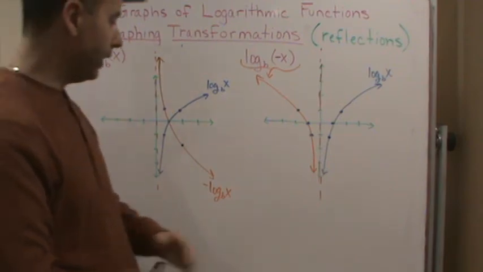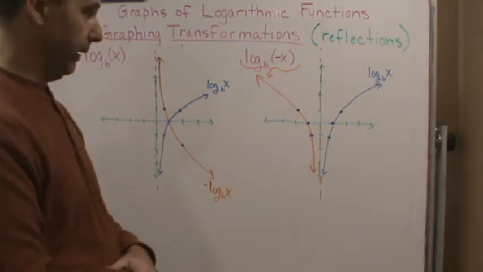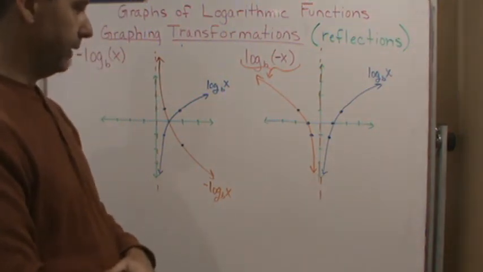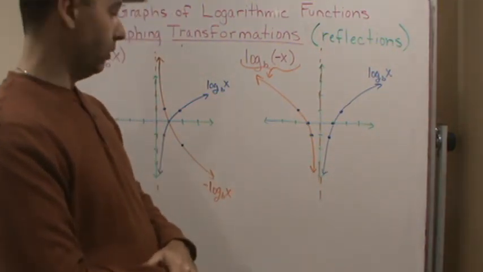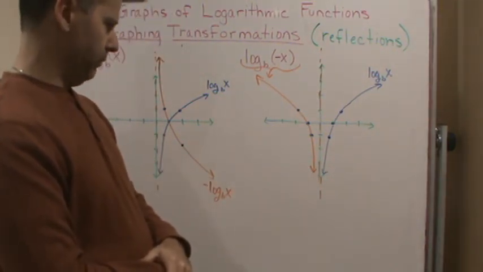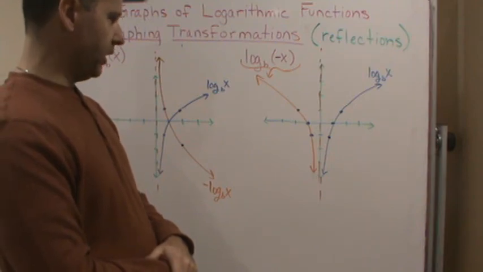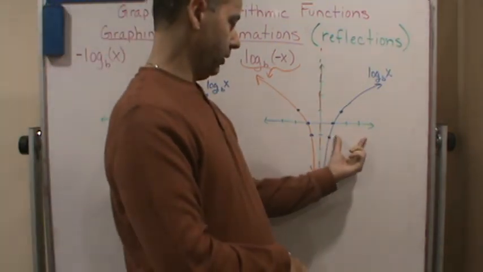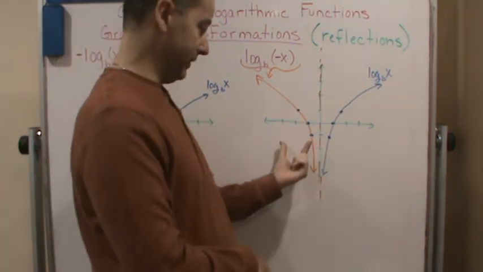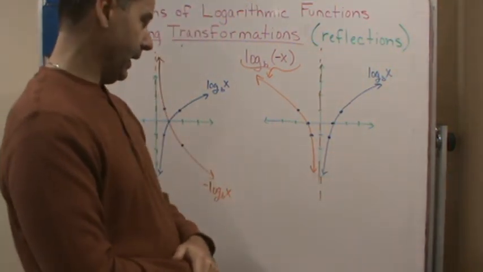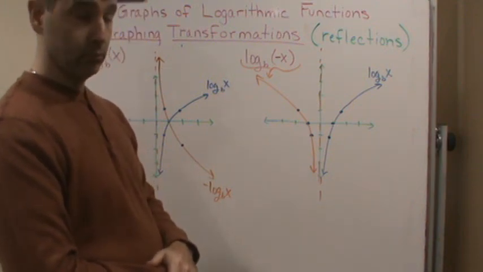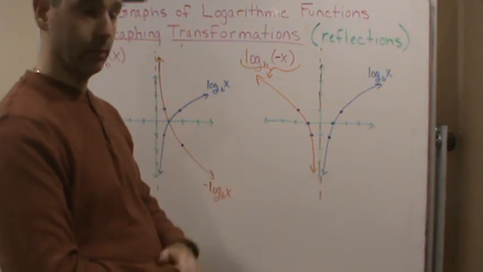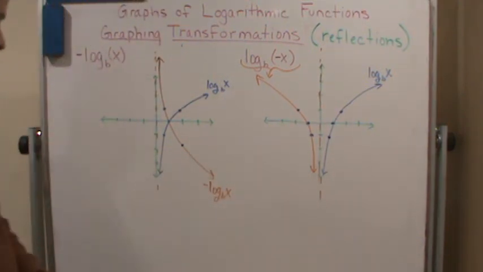Okay? Now here though, things do change a little bit. So not only are the points reflected across the y-axis, but look at the domain. The domain is no longer all positive real numbers. It's now all negative real numbers. And the range is the same. So the domain changes on this one. Vertical asymptotes don't change.